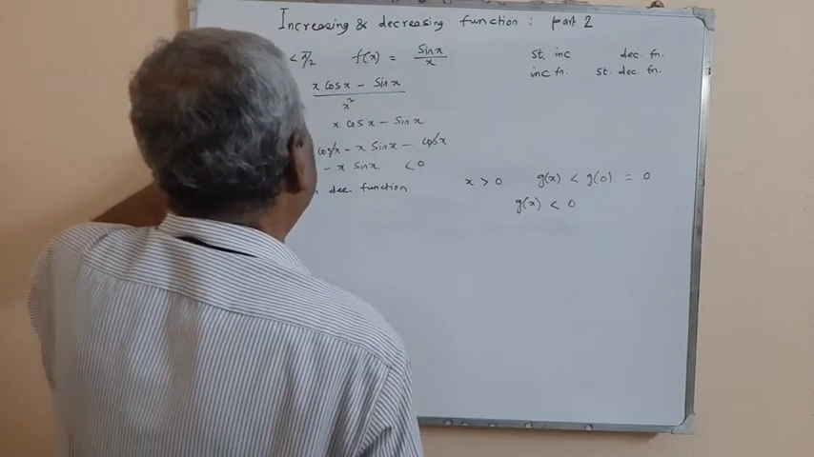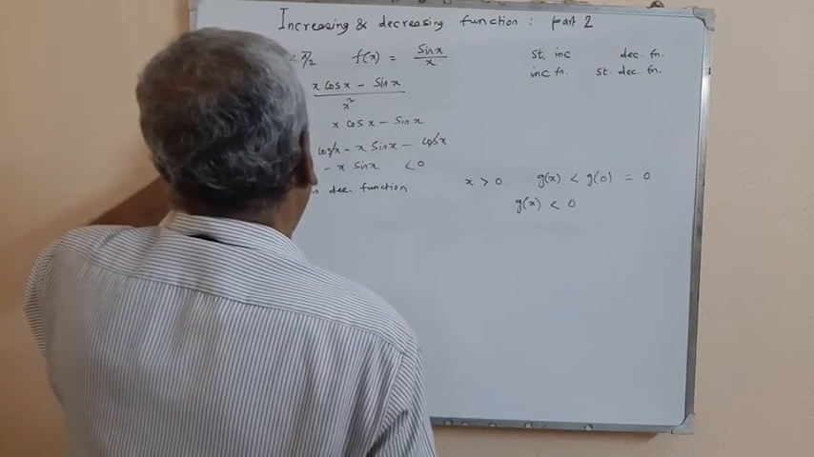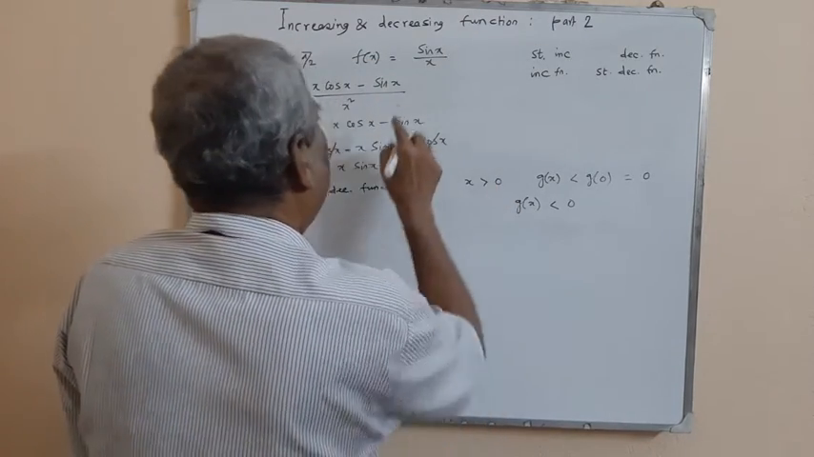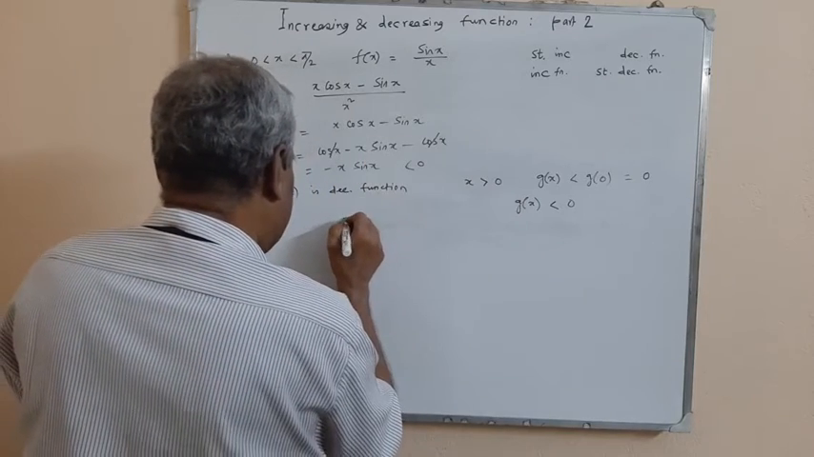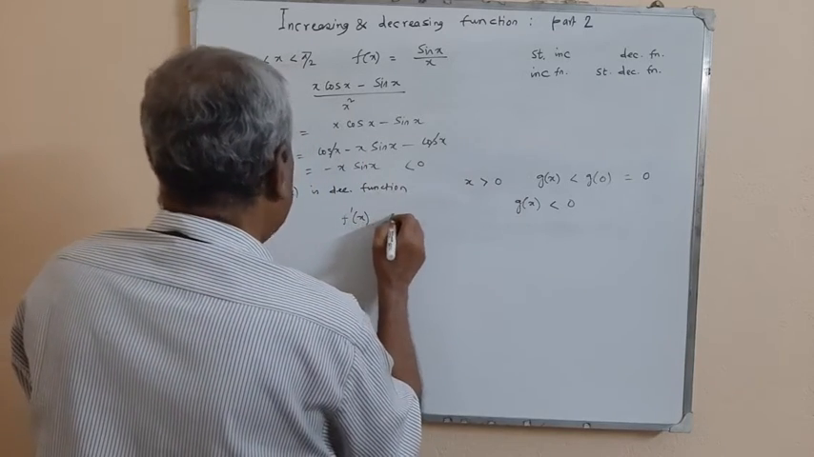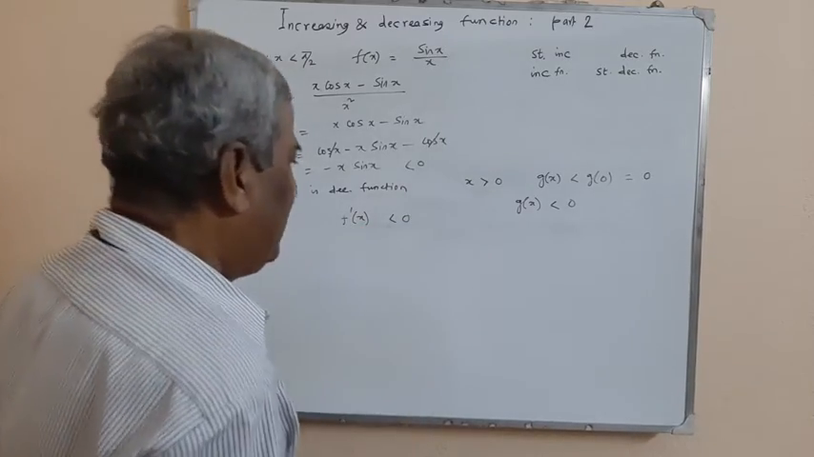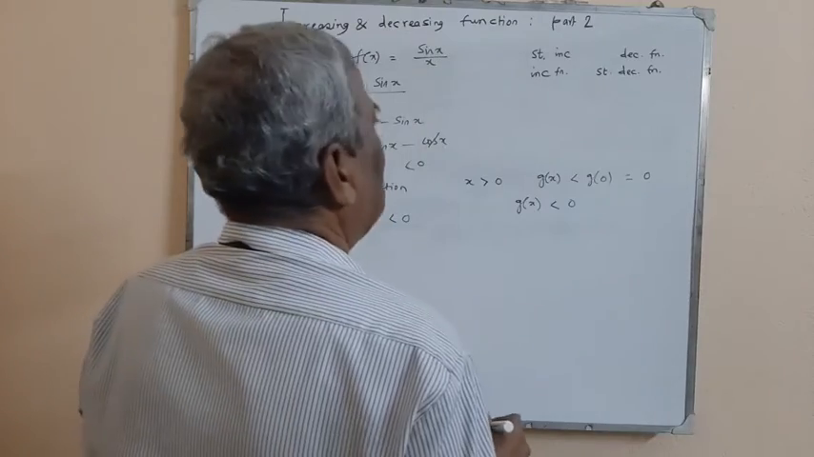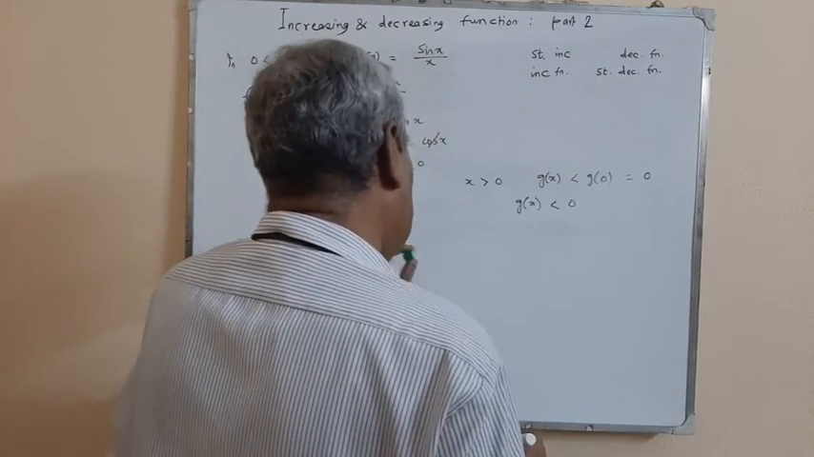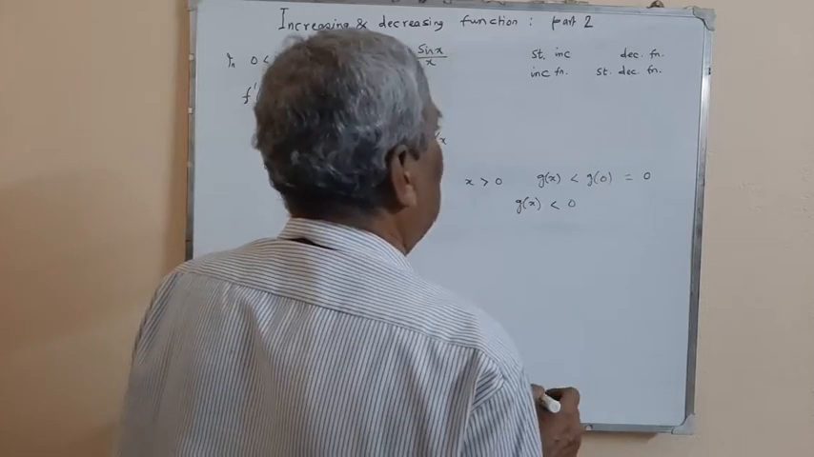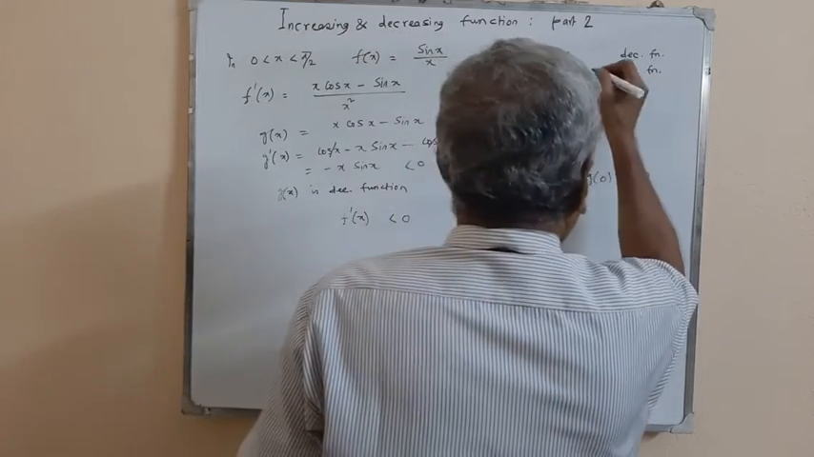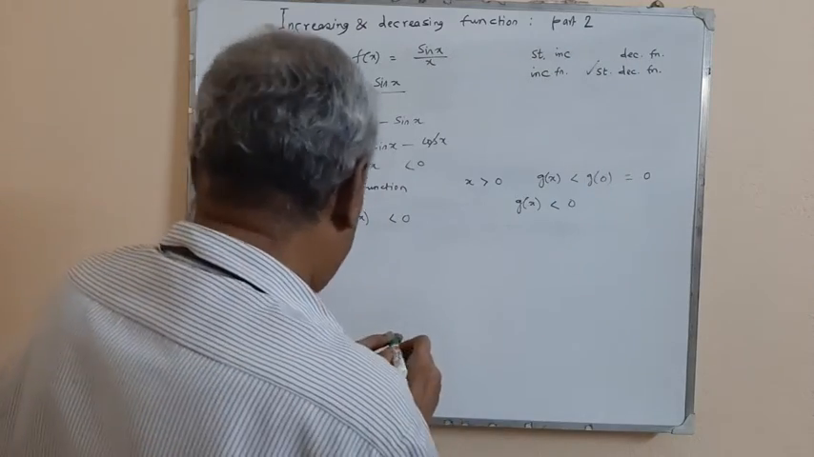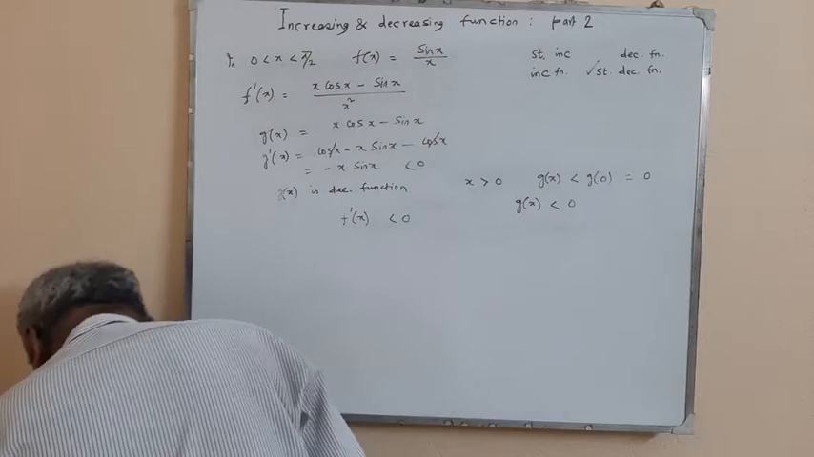g(x) is nothing but the numerator of f dash x. So this part is negative, so f dash x is negative. If f dash x is negative, then we say f(x) is strictly decreasing, less than 0, not less than or equal to 0, less than 0. So it is strictly decreasing in that interval. Okay, next.